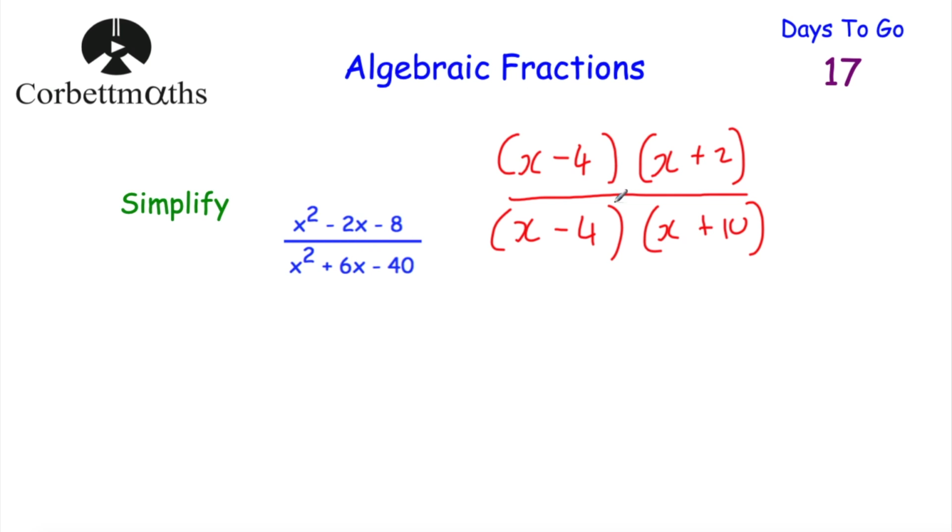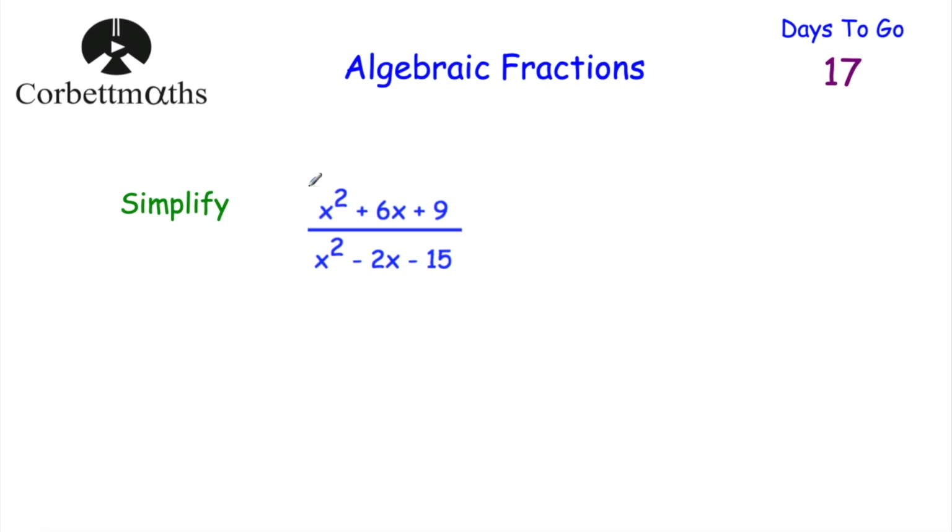So that's fantastic. We've factorized the numerator and we've factorized the denominator, and as we wanted, we've got the same bracket on the numerator and denominator. So we can divide both the numerator and denominator by x minus 4. So they will cancel out, and that will leave us with x plus 2 over x plus 10. And I've got rid of the brackets there because we've just got our x plus 2 and our x plus 10. And if you simplified this and got x plus 2 over x plus 10, well done.